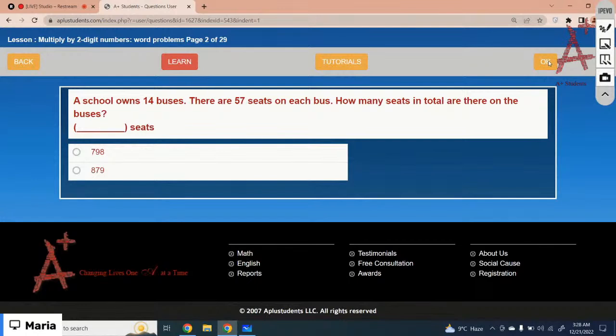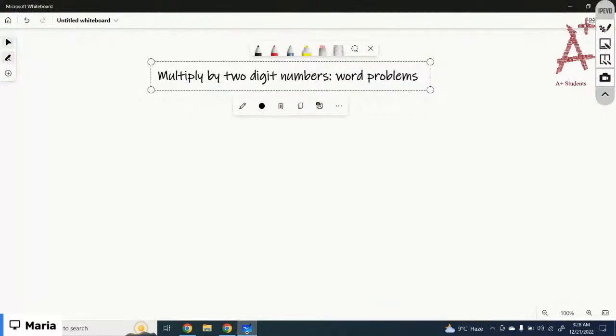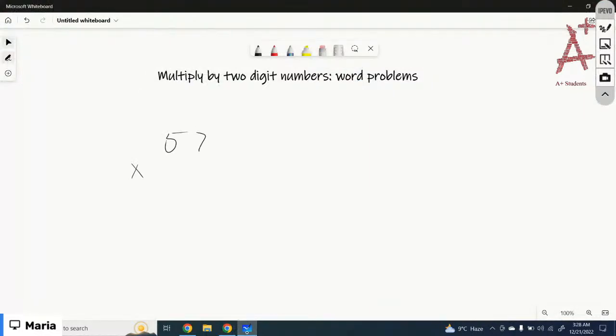Okay, the next question is: a school owns 14 buses. There are 57 seats on each bus. How many seats in total are there on the buses? So you have to multiply the numbers. They are 57 times 44. Got it? Let's just do 57 times 44.